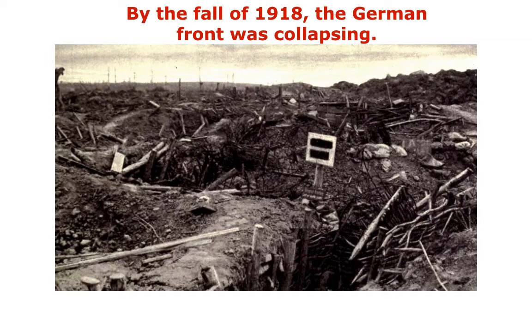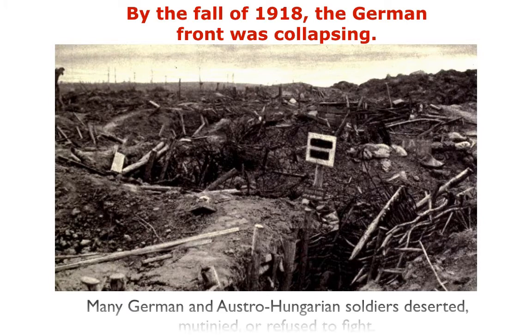You'll read something in class tomorrow that does talk a lot about those sort of protests. What we see by the fall of 1918 is that the German front is collapsing. You see an abandoned German front there, and you can see all the trenches that they had built and the elaborate system of trenches that they had developed.